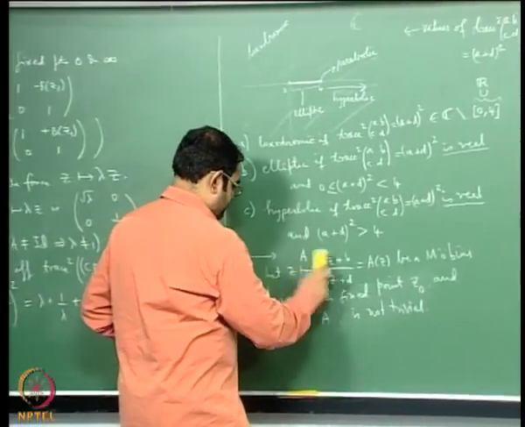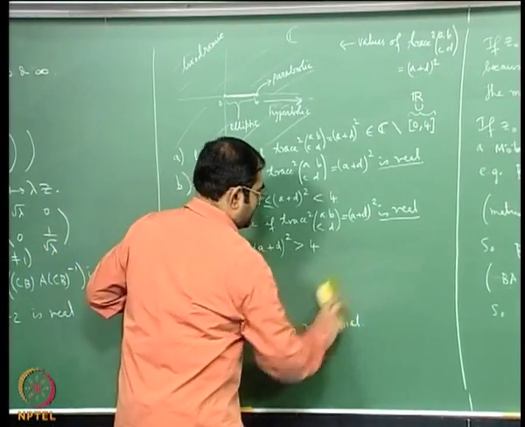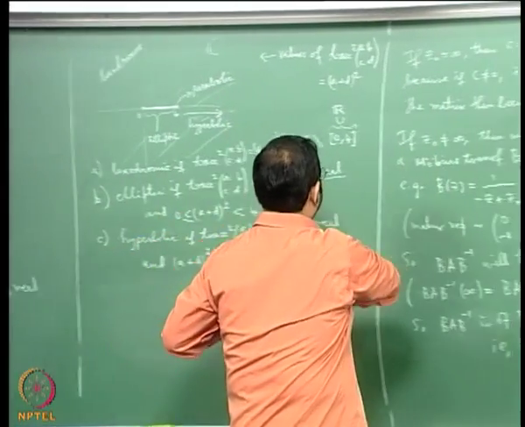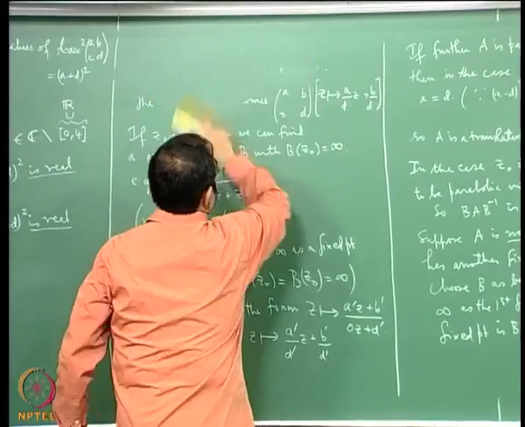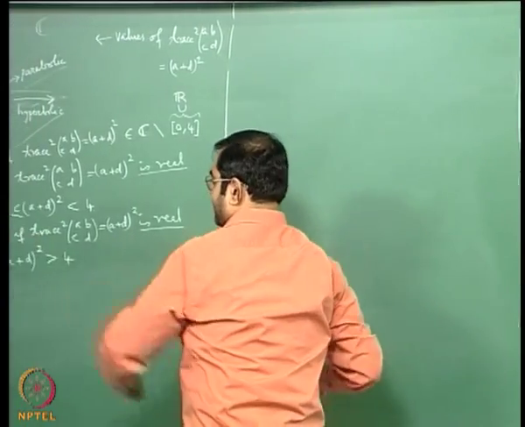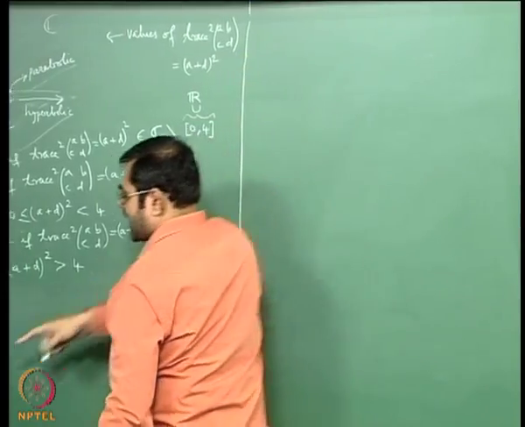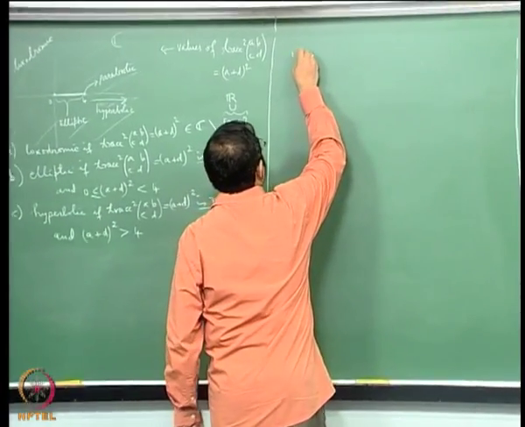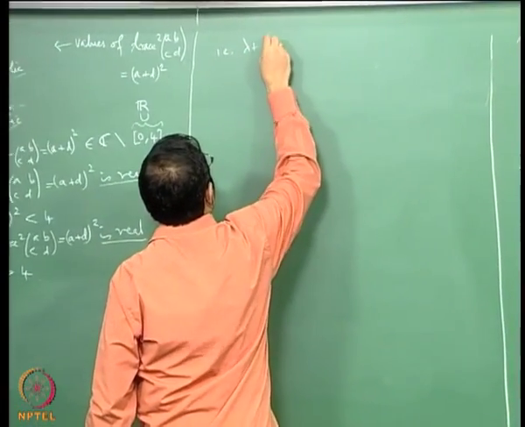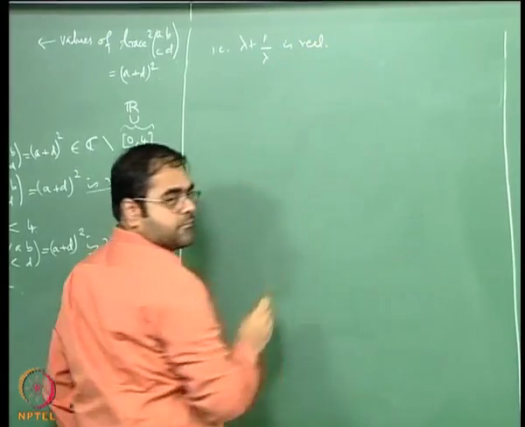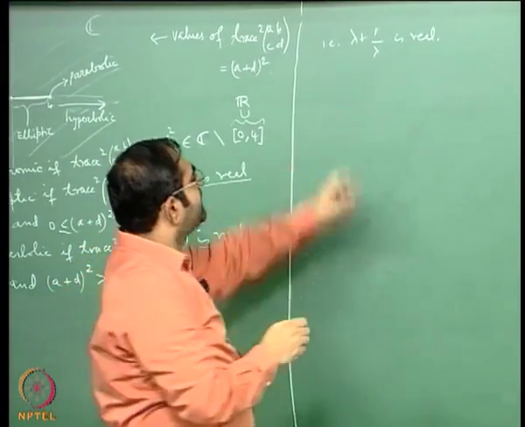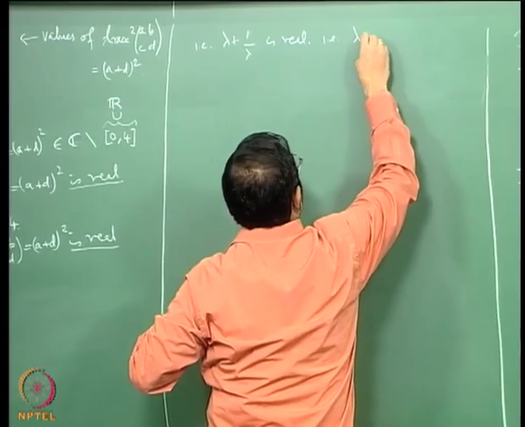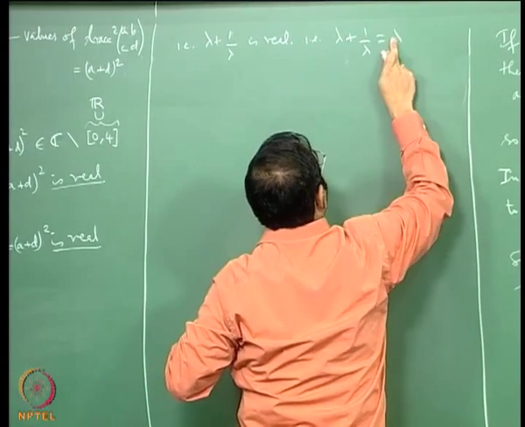So let me rub this off. I'll keep this part as it is, and I'll continue here because I would like you to keep this definition in mind. So you see, of course lambda plus 1 by lambda plus 2 is real if and only if lambda plus 1 by lambda is real. Okay, and what is the condition? This happens if lambda plus 1 by lambda is equal to lambda bar plus 1 by lambda bar.